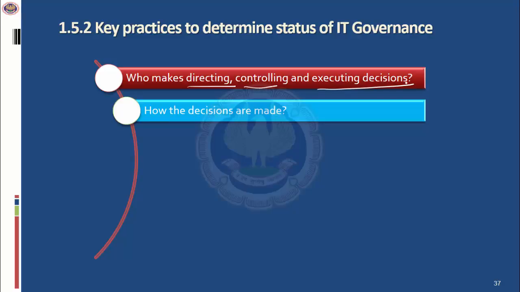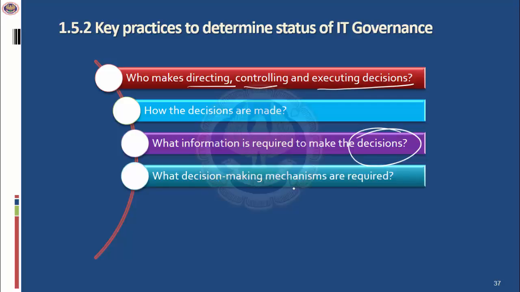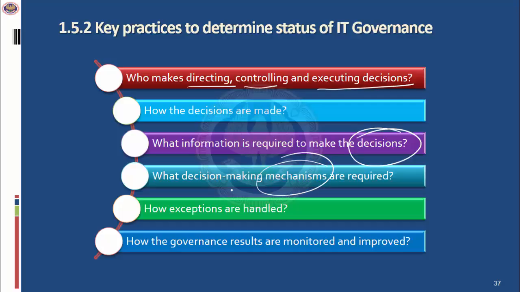How the decisions are made, who makes the decisions, what information is required to make the decisions, how do they make the decisions, what are the mechanisms they have for this, what decision-making mechanisms are available within the enterprise, and how the exceptions or deviations are handled, and how the governance results are monitored and performed.